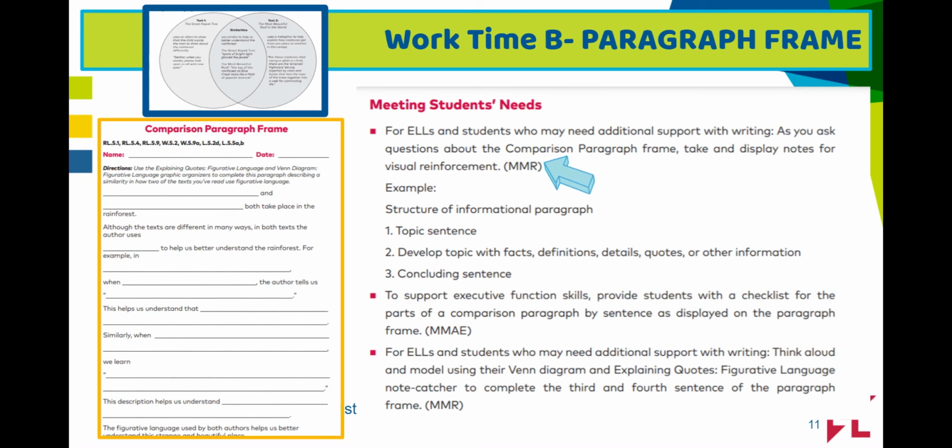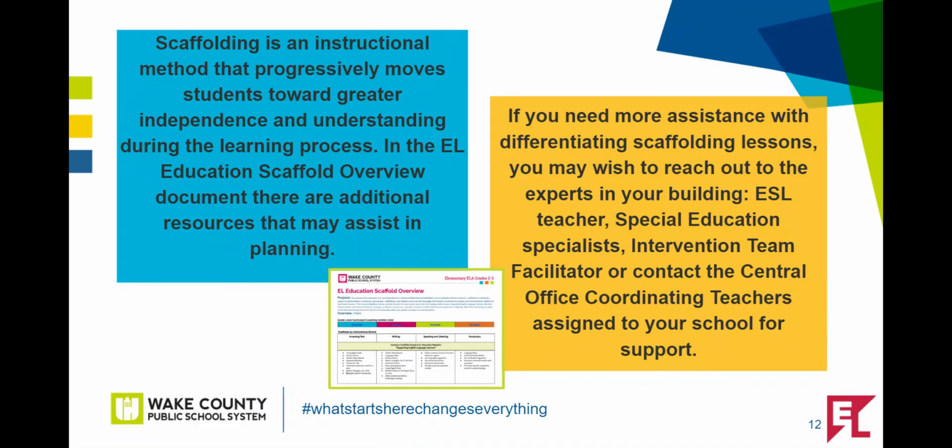In Work Time B, students will write a paragraph using their Venn diagram. For ELLs and other students who need more support with writing, as you model the comparison paragraph frame, display notes for visual reinforcement. For example, write topic sentence, then write the words facts, details, quotes, etc. next to the section of the paragraph frame in your model. You can have students write these next to their own frame also for reference. Another idea is to provide students with a checklist for the parts of a comparison paragraph. This will help them on future writing assignments as well.